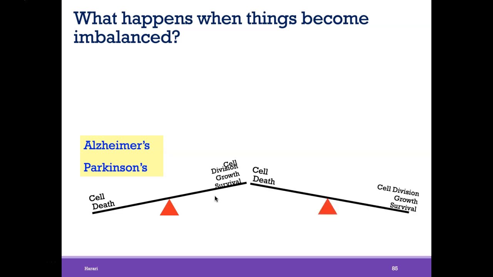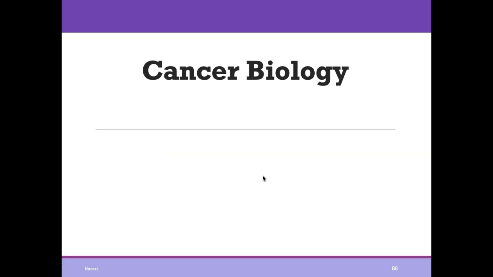On the other hand, suppose we have way too much cell division, growth, and survival and not enough cell death. Well, that's when we get cancer. And that is what we'll talk about for the remainder of this lecture.